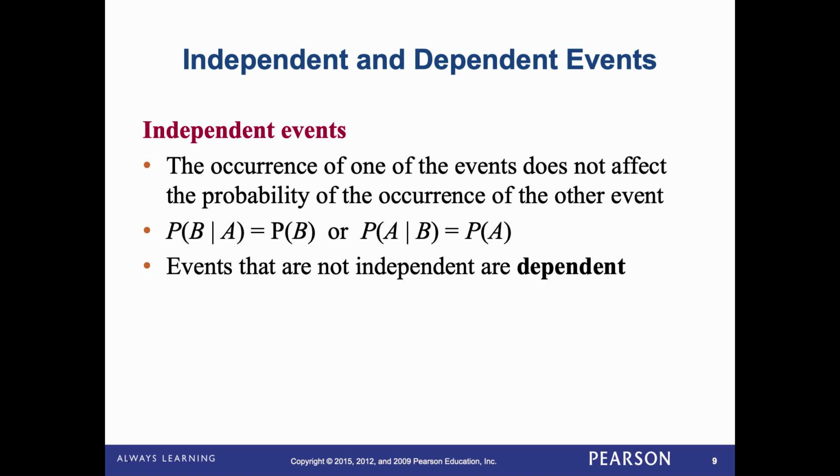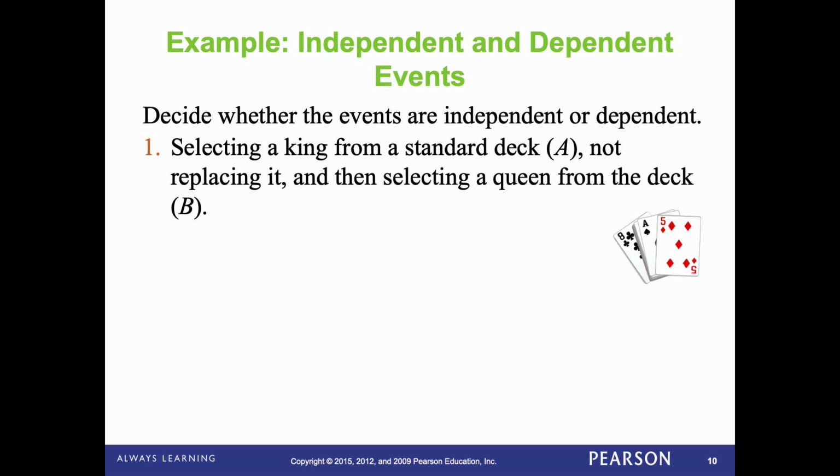Now, if the events are not independent, you can assume that they are dependent. All right, so here we go. Here's an example. Decide whether the events are dependent or independent. Selecting a king from a standard deck, event A, not replacing it, and then selecting a queen from the deck, event B. So the first event is picking a king. Then you don't return the card, and now what is the chance of picking a queen?